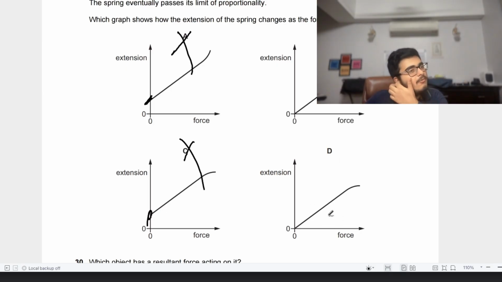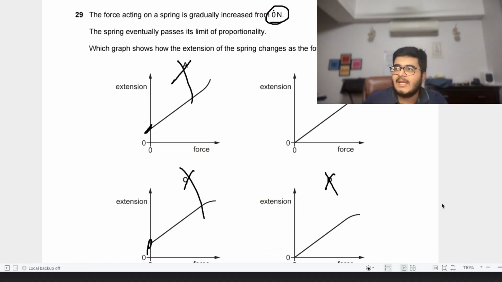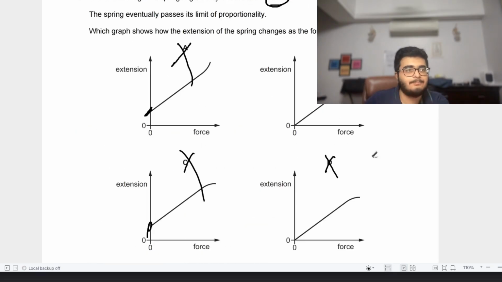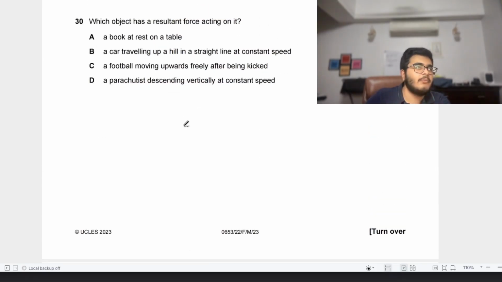According to D, whatever amount of force we apply, the extension is going to be the same, which is not true. It hasn't broken now, right? It will break eventually, but it hasn't broken now. So the correct answer for question 29, let me just check the answer, is B. Moving on to the next set of questions.